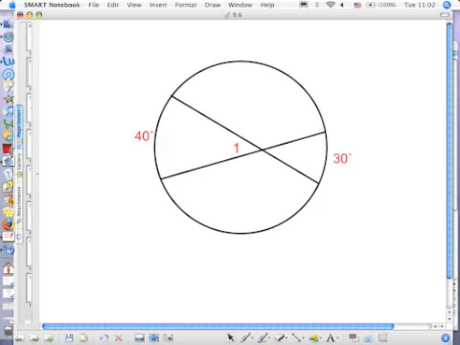We're looking for the measure of angle 1, and angle 1 is inside or outside? Inside. So we're going to add the two arcs and then take half. Okay? Half of 70 is 35. So angle 1 has a measure of 35.